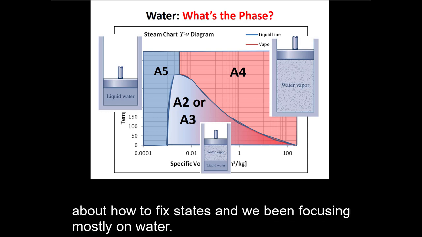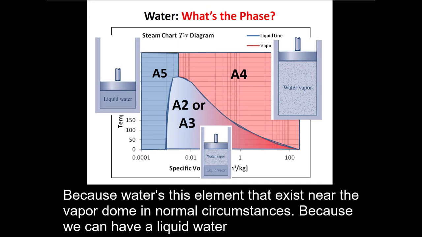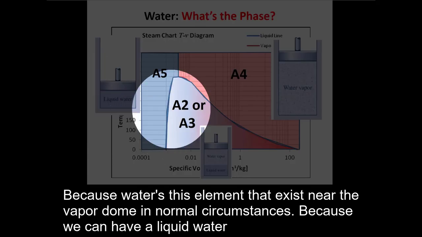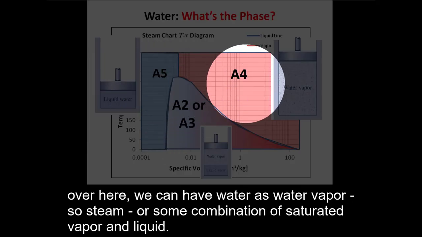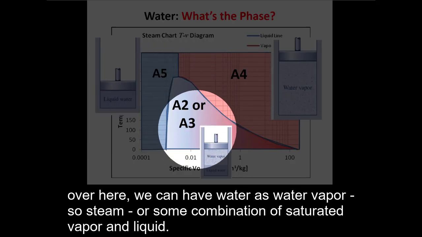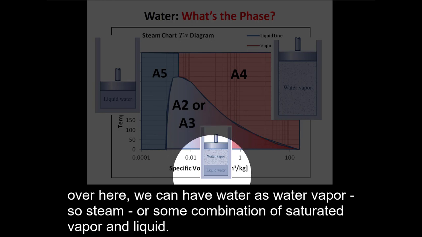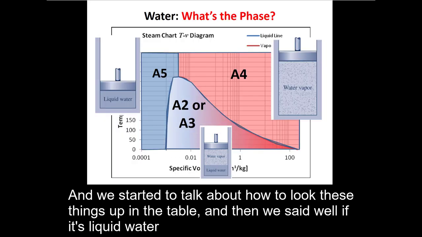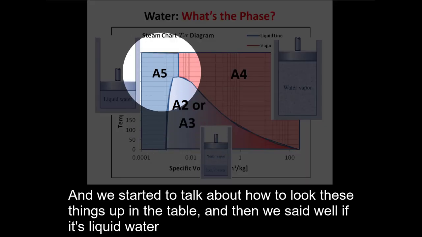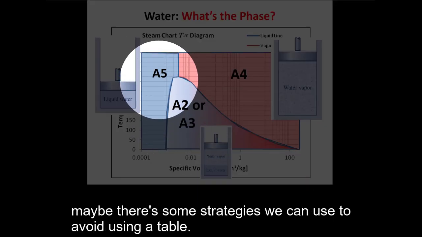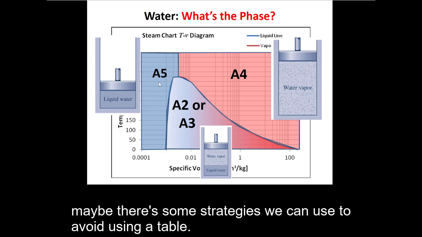So we've been talking about how to fix states, and we've been focusing mostly on water, because water is this element that exists near the vapor dome in normal circumstances, because we can have liquid water over here, we can have water as water vapor, so steam, or some combination of saturated vapor and liquid. And we started to talk about how to look these things up in the table, and then we said, well, if it's liquid water, maybe there's some strategies we can use to avoid using a table.